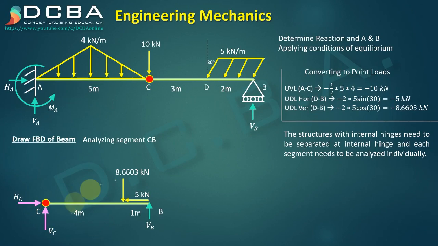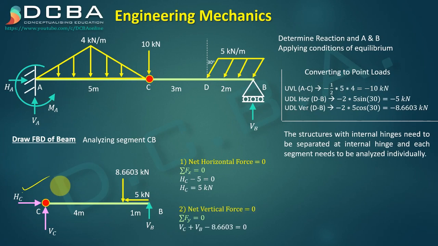So HC and VC, and we have these loadings here. What we can do is apply summation of Fx, Fy and summation M equals 0 on this segment and find HC and VC. The net horizontal force is equal to 0, which is summation Fx equals 0. What I'll get is HC equal to 5 kilonewton. So I found HC directly. Then summation Fy equals 0, that is I'll get Vc plus Vb equals 8.6603 kilonewton.